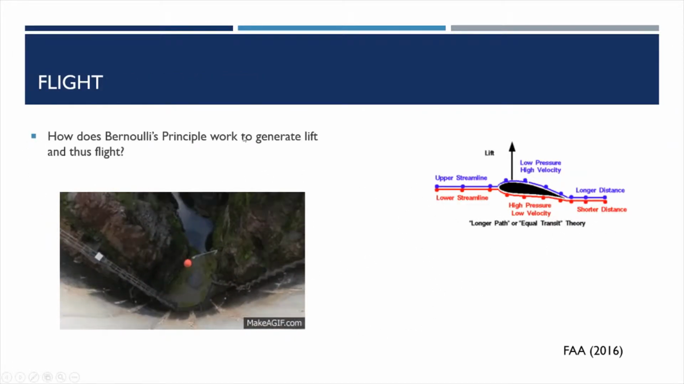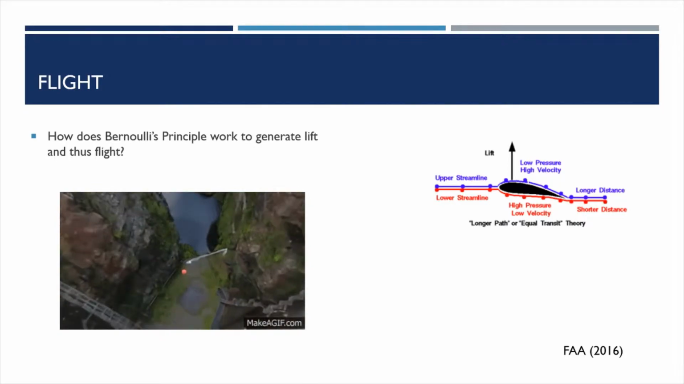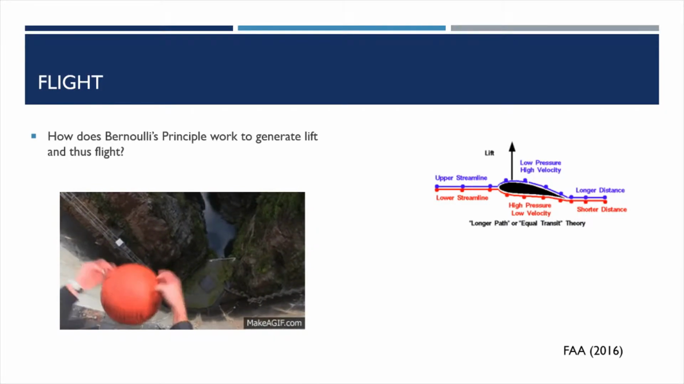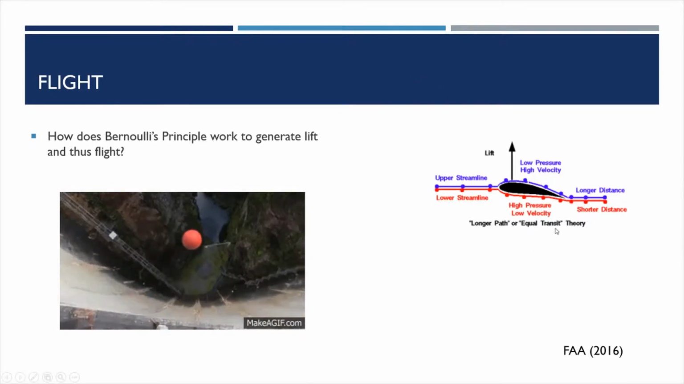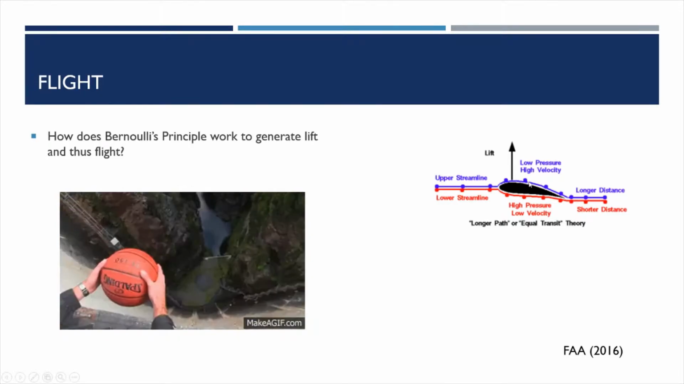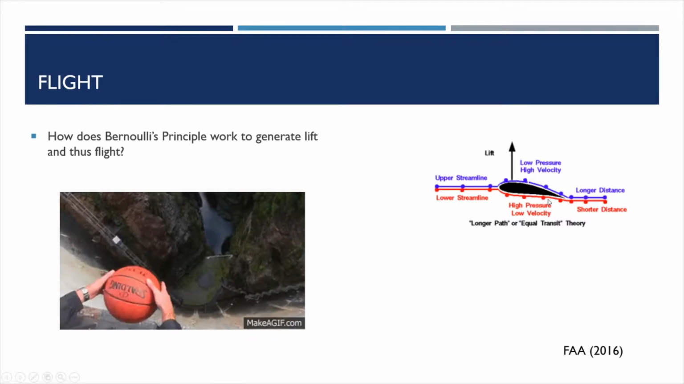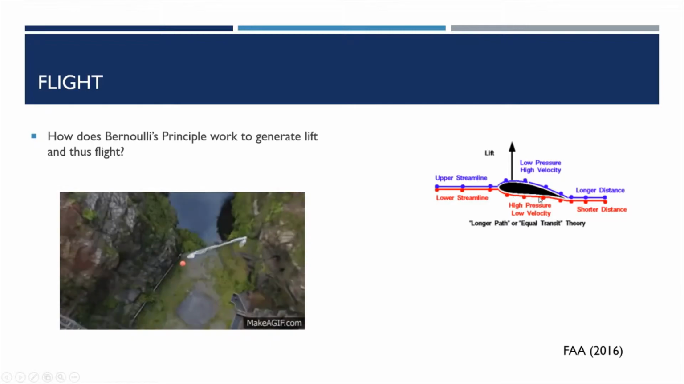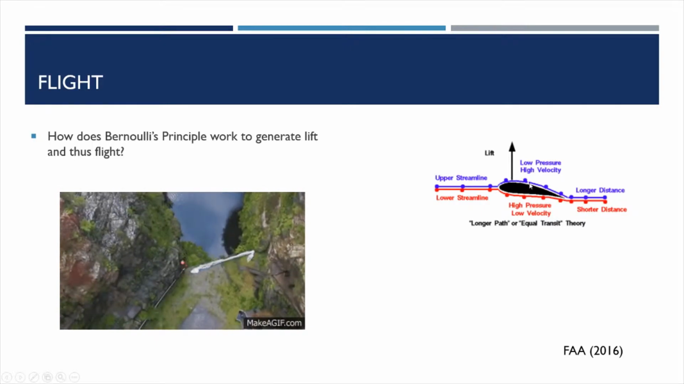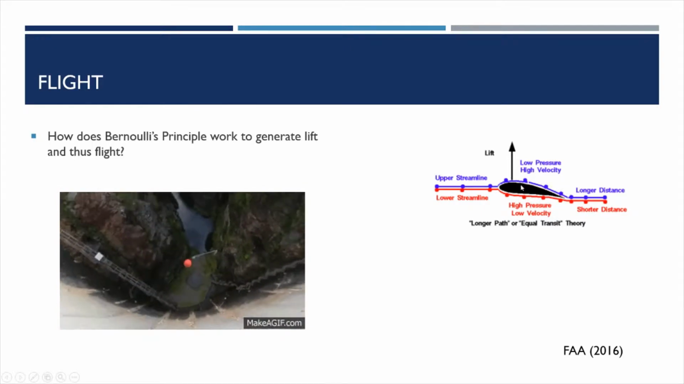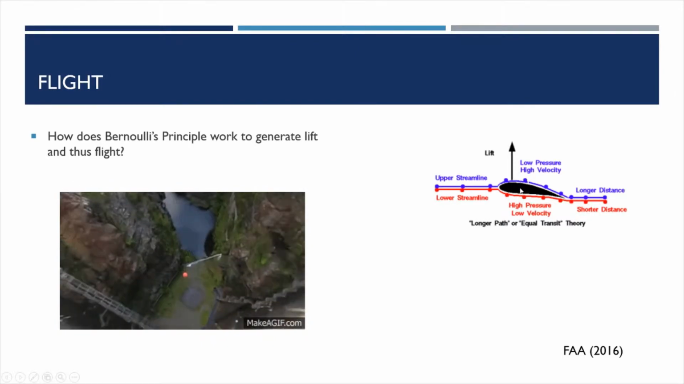For flight, how exactly does Bernoulli's principle work to generate lift? As we talked about before with angle of attack, as the angle of the wing plus the thrust generated by the aircraft moves the aircraft forward, we generate this here, the longer path or equal transit theory, in which you have an upper streamline, which is the air passing over the top of the wing foil, and the lower streamline, which is passing under the bottom portion of the wing foil. As it passes through the bottom, you can see the design here creates an area of high pressure and low velocity, while the air passing over the top creates high velocity and low pressure, Bernoulli's principle. What essentially happens as the high pressure attempts to meet with the low pressure, it forces the air upward, generating lift.